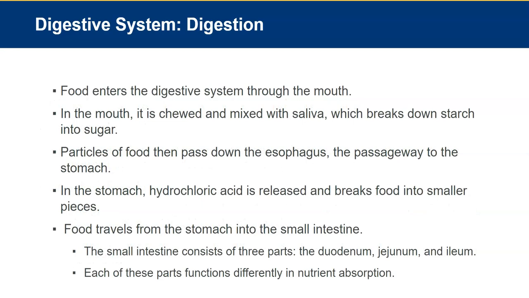Now, when food enters, we again get the mechanical digestion of chewing and some chemical digestion of saliva, principally that will break down starch. And then we can swallow and pass food down the esophagus, transiting the thoracic cavity and entering the abdominal cavity. The first organ there is the stomach. More chemical digestion occurs with hydrochloric acid breaking food into smaller pieces, and then we pass into the small intestine. Each one of those components helps with nutrient absorption.